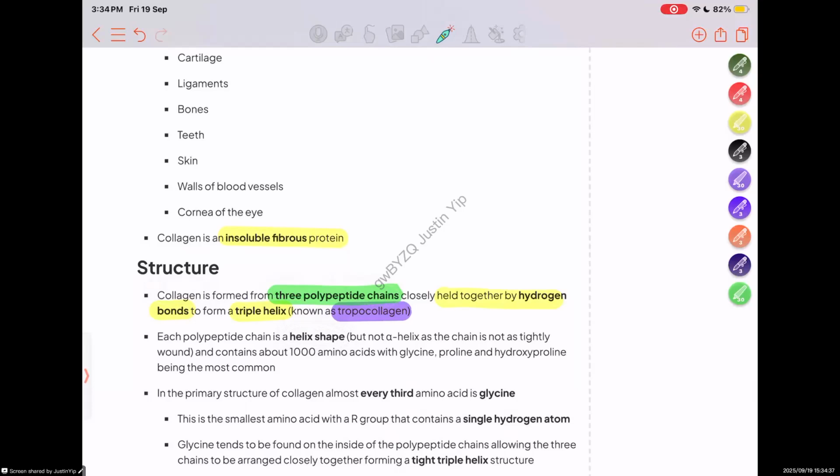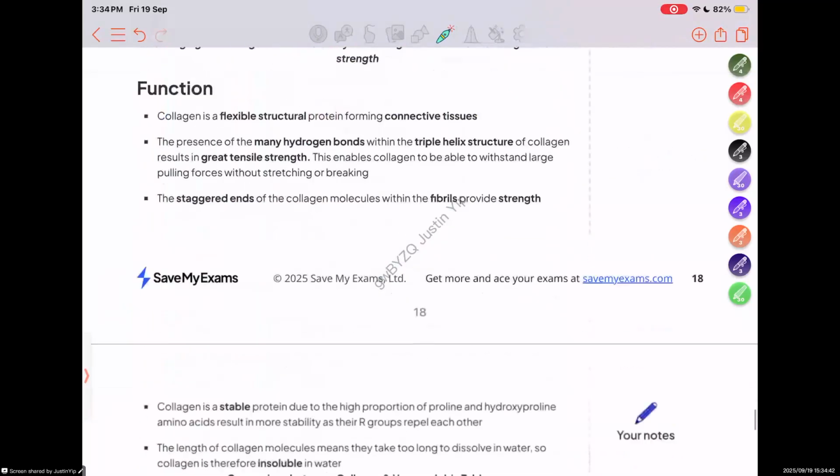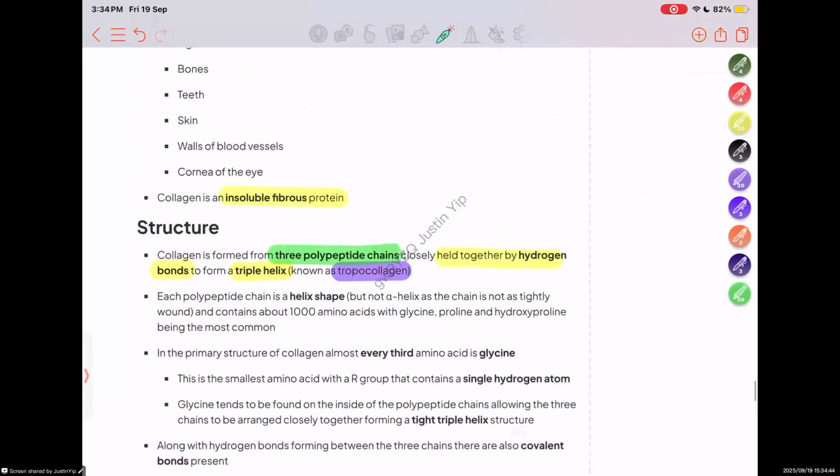Helix shape. So you can imagine it as this one, or I use a simple one. Wait, let me find a picture.